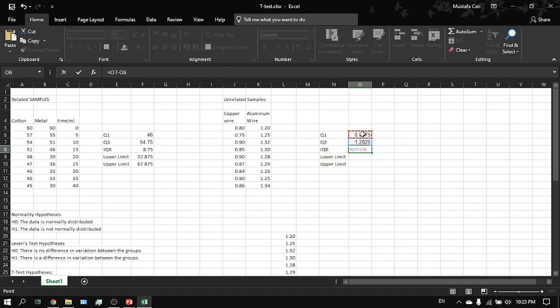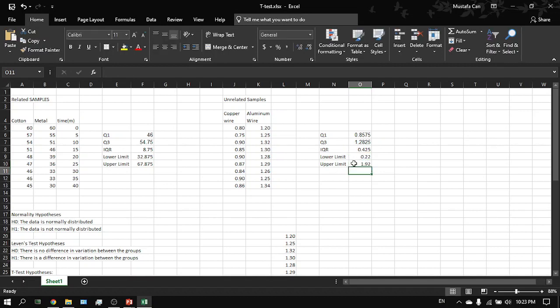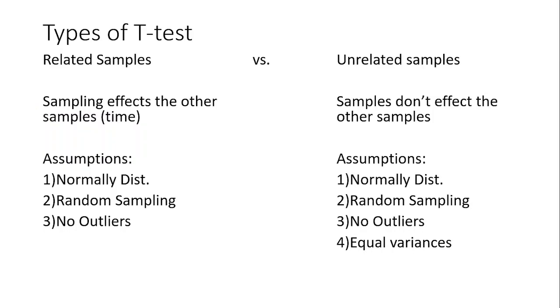Minus this one, lower limit. Let's calculate the lower limit. Q1 minus the interquartile range multiplied by 1.5. This gives the lower limit. Let's see the upper limit. Q3 plus the interquartile range, where is it? Multiplied by 1.5. Let's see. If we have a value below 0.22, no, we don't. Do we have a value over 1.92? We don't have. So our third assumption is also met.